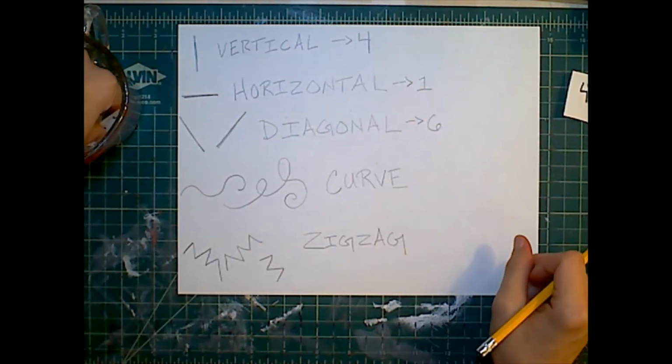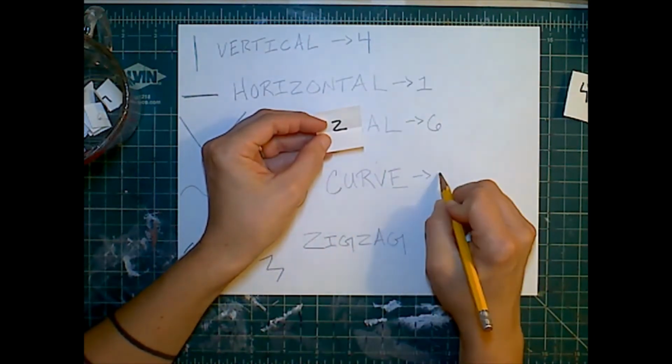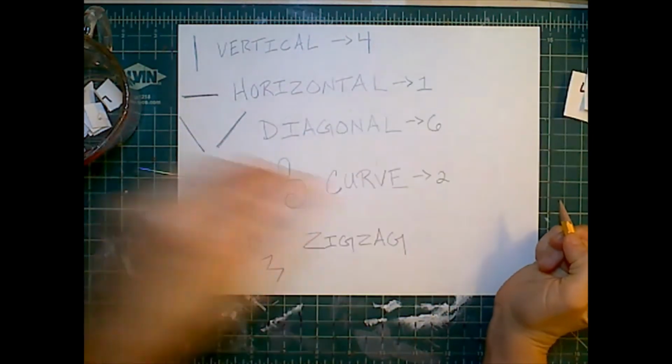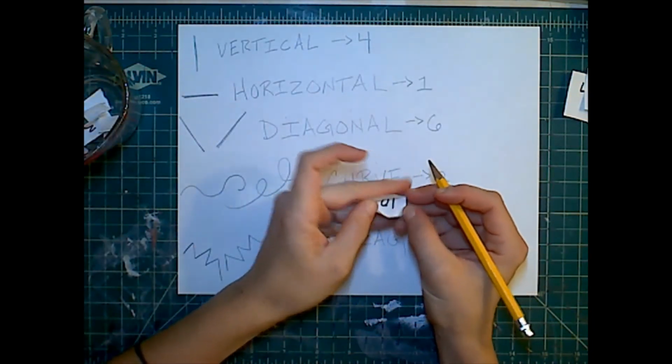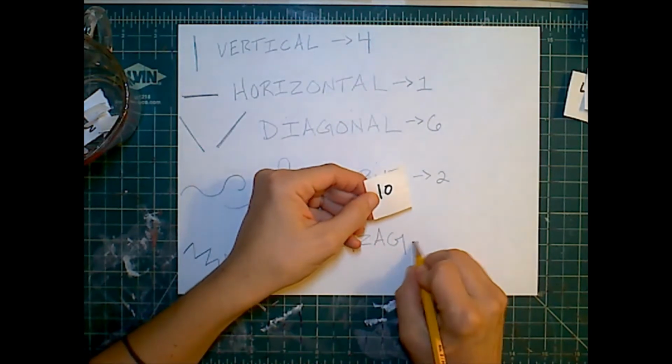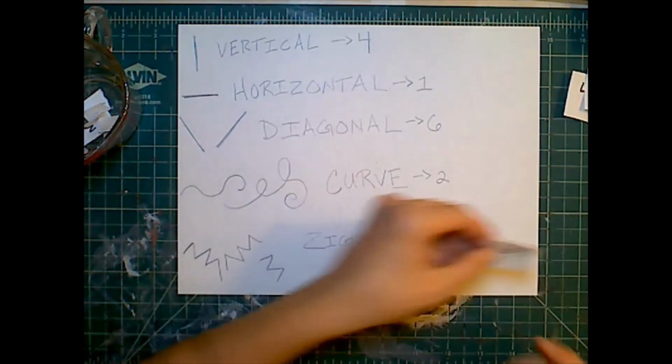Lines are the building blocks of all of our artwork. They are the first element we're studying. Oops, gotta add 2 curves. And finally, how many zigzags? Oh my goodness gracious. I got 10. 10 zigzags. You can also generate numbers with dice or playing cards.